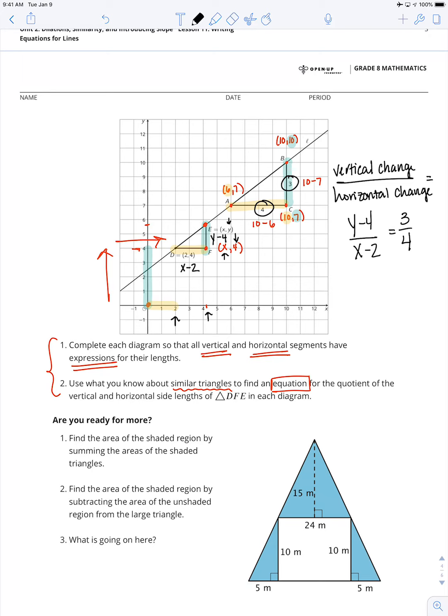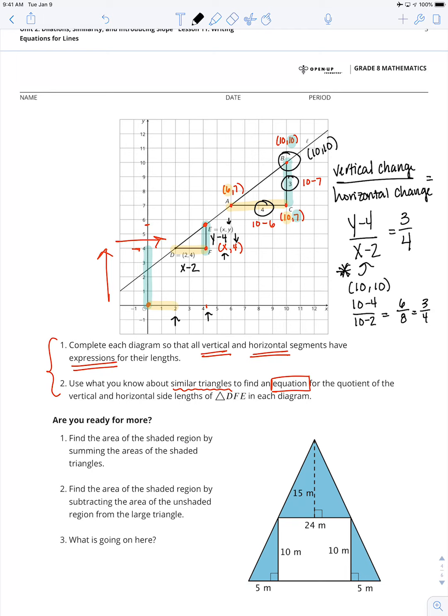Okay, so I'm going to take point B, which is 10, 10, and I'm going to use this information right here. My y value is 10, my x value is 10. So if I do 10 minus 4 and 10 minus 2, I end up with 6 and 8, and yes, that's equal to 3 over 4.